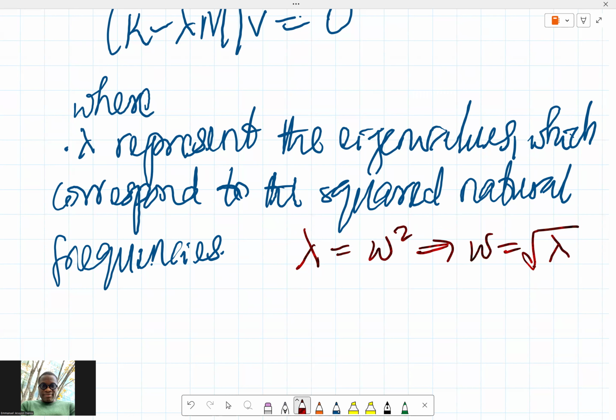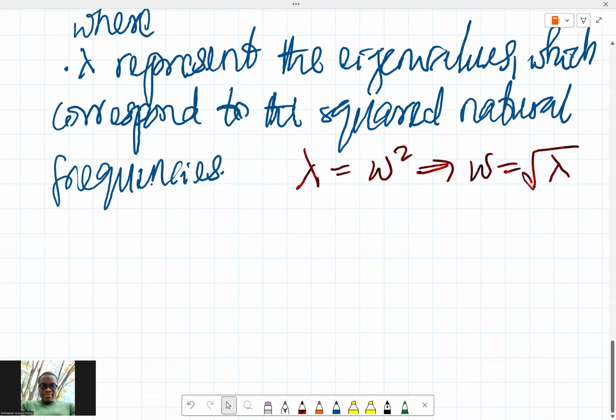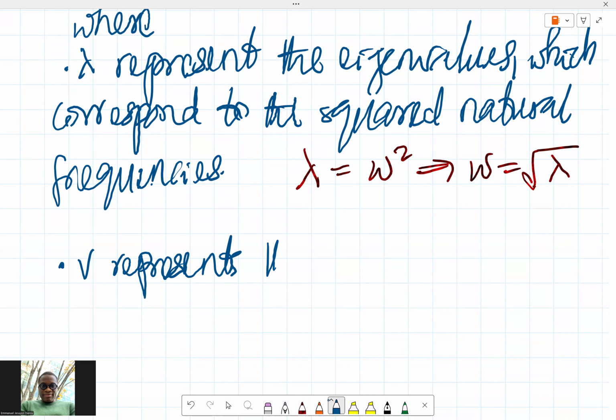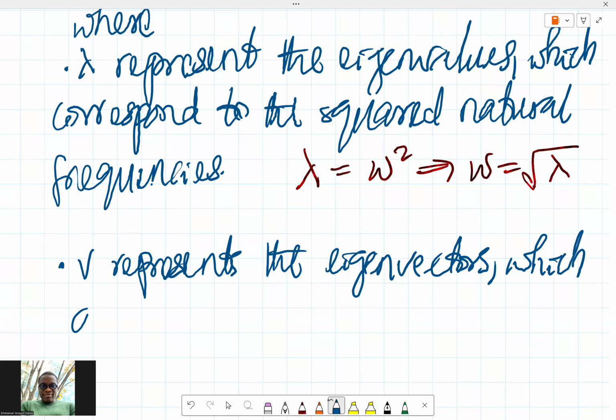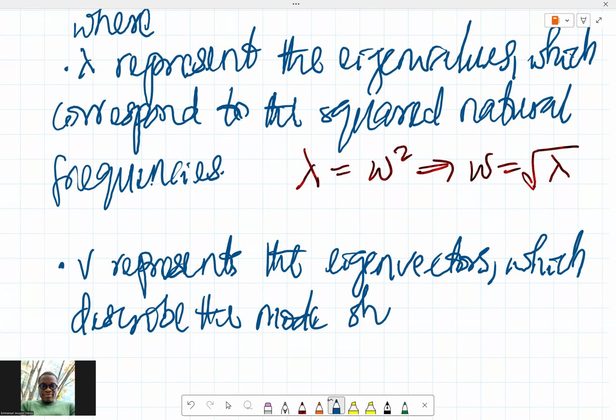Then what else do we have? We have v, which represents the eigenvectors, the eigenvectors which describe the mode shapes of vibration.